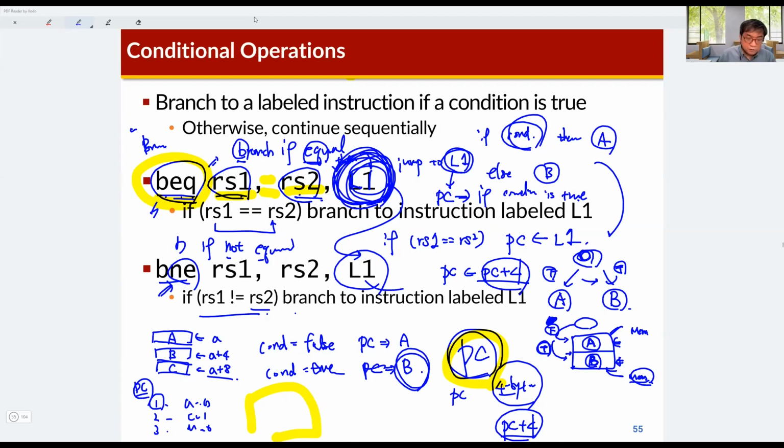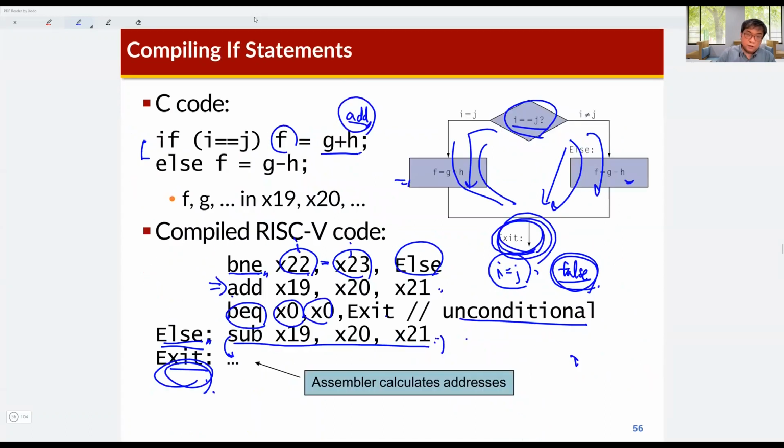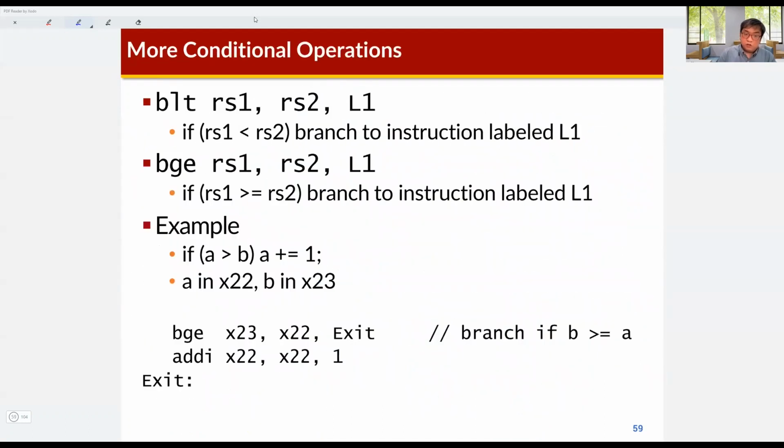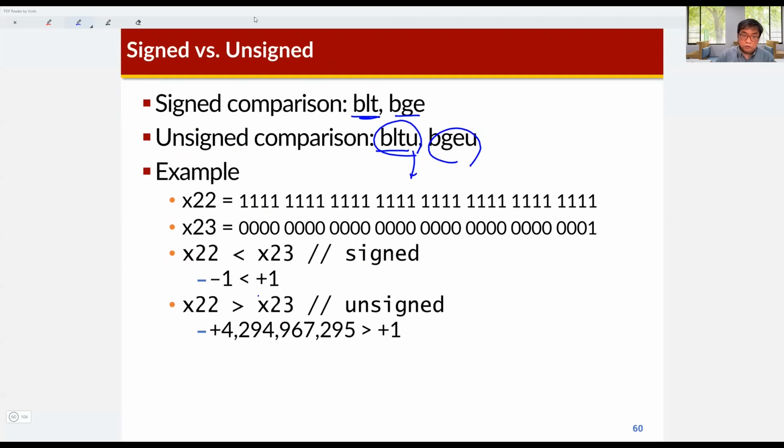Okay. So we can use other conditional instructions such as BNE, BLT, BGE, and so on. For BLT and BGE, we need to compare the magnitude of data. LT means less than, and GE means greater or equal. So we can use these comparison operators. We can also use unsigned comparisons like BLTU and BGEU.